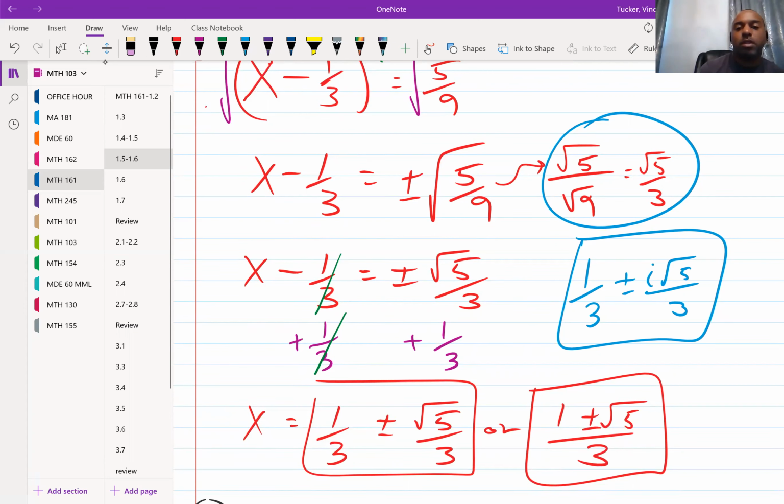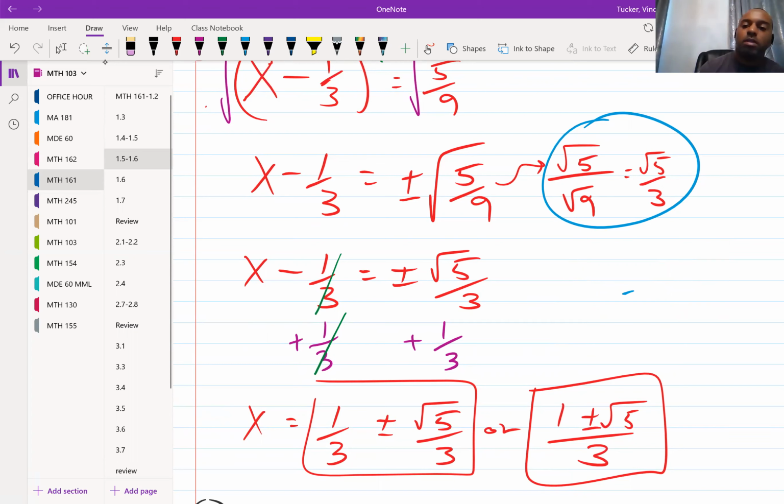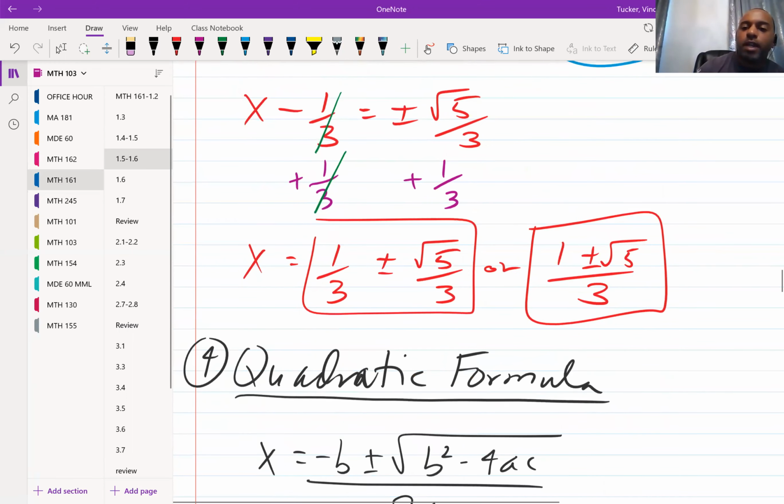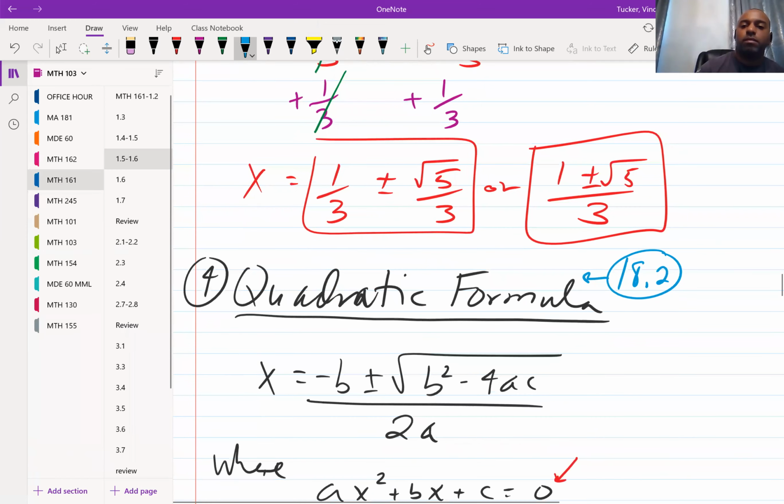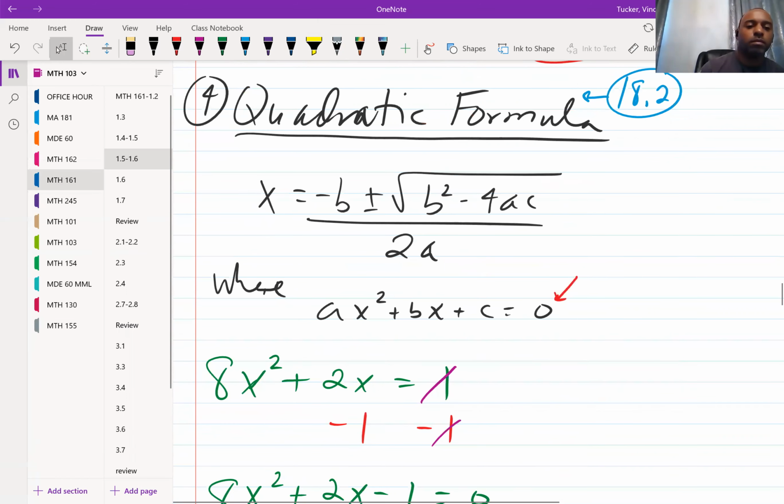All right, let's see, what's the other technique? Quadratic formula, okay. 18.2. So this is 18.2 for you guys. Quadratic formula. All right, hold on one second. Let me write a note to myself.